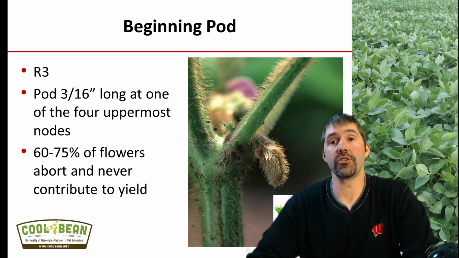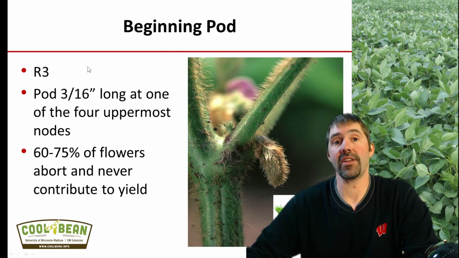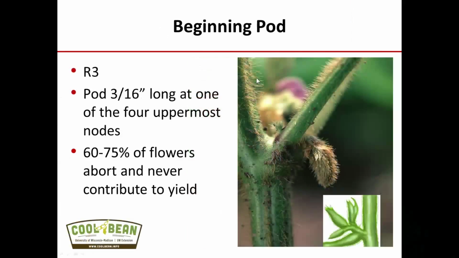The next growth stage we're going to be addressing is R3, which is the beginning pod stage. This is when you have a pod about 3/16 of an inch long at one of the 4 uppermost nodes. Generally, we can see about 60 to 75% of these pods abort throughout the growing season. But that gives you a sense of the plasticity of the soybean crop and why we tend to flower for several weeks over the growing season, in order to take advantage of favorable weather to set the best pod development and maximize yield for that soybean growth and development.